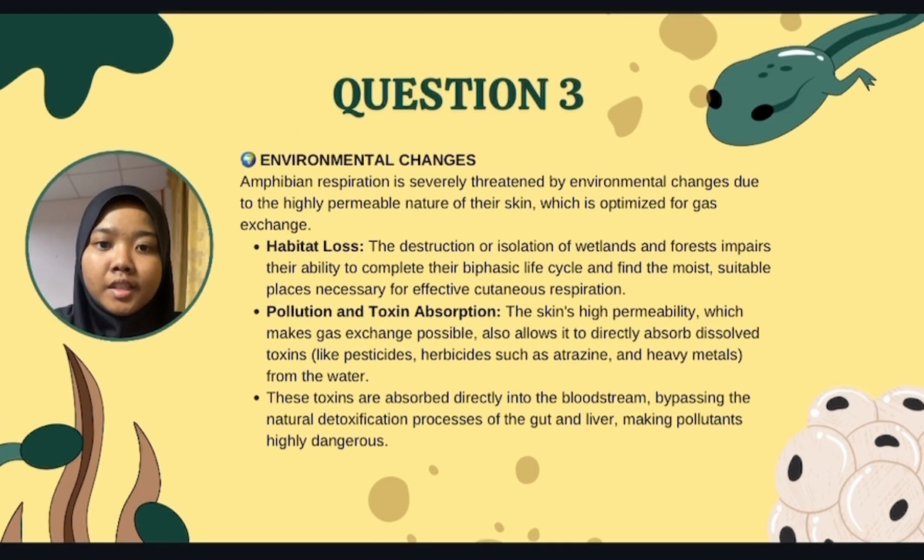Finally, environmental changes severely impact amphibian respiration because of the skin's delicate nature. Habitat loss, such as the destruction or isolation of natural wetlands and forests, directly impairs their ability to complete their life cycle and find suitable moist places for respiration. In addition, pollution is highly dangerous due to direct toxin absorption. Since their skin is highly permeable, toxins like pesticides, herbicides, and heavy metals dissolved in water are absorbed directly into the bloodstream, thereby bypassing the detoxification process of the gut and liver.